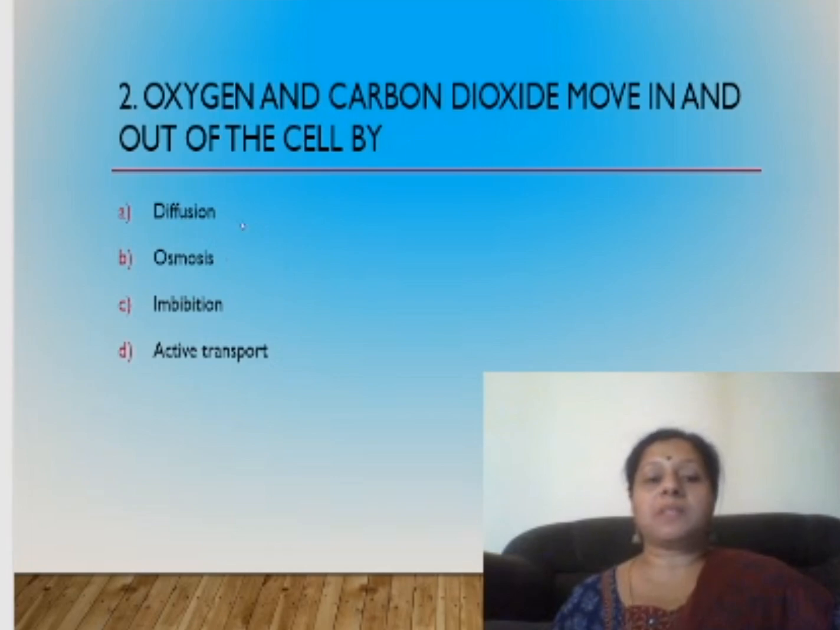Oxygen and carbon dioxide move in and out of the cell by. We know there is a process of diffusion with which molecules of gases move from higher concentration to lower concentration. When we talk about osmosis, it's the movement of water molecules, whereas imbibition is osmosis by colloidal particles. Active transport means when transport of molecules happens with spending energy. But here we know oxygen and carbon dioxide are gases and they move in and out of the cell by the process of diffusion. So the correct option is diffusion.